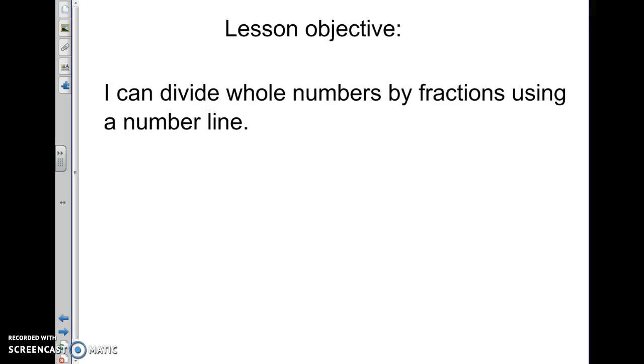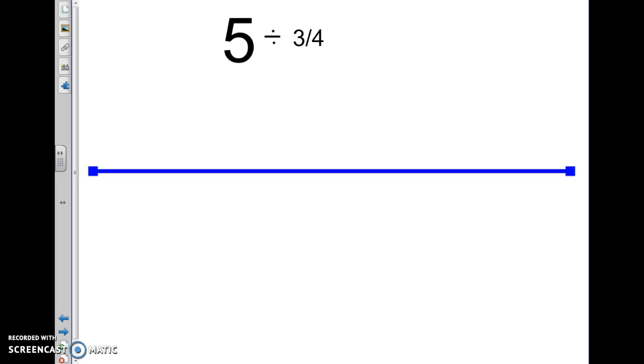Our lesson objective today: I can divide whole numbers by fractions using a number line. This is something we did a couple days ago, but there's going to be a little twist here. So we have this division problem: a whole number 5 divided by the fraction 3/4. We want to know how many groups of 3/4 are in 5, and we're going to use the strategy of creating a number line.